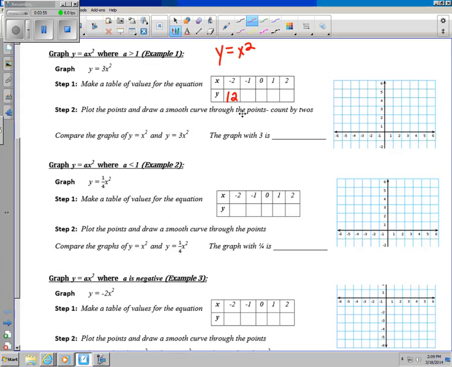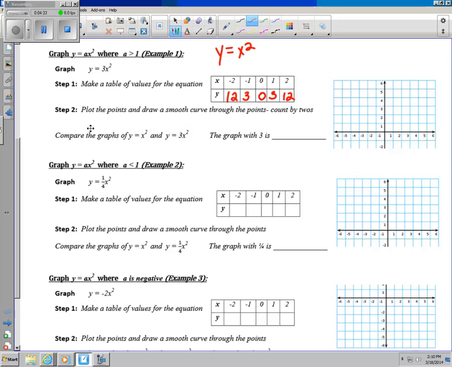Okay? And when x is negative 1, negative 1 squared is just 1. 3 times 1 is 3. And when x is 0, 0 squared is still 0, and 3 times 0 is 0. All right, now let's put our 1 in. When x is 1, again, 1 squared is 1, and 3 times 1 is 3. And 2 squared is 4, and 4 times 3 is 12. So notice when our x's are negative or positive, negative 2, positive 2, our y values end up being the same. They end up being identical.